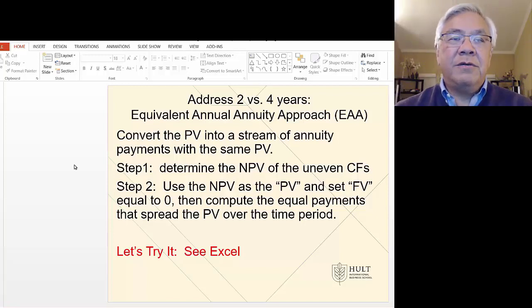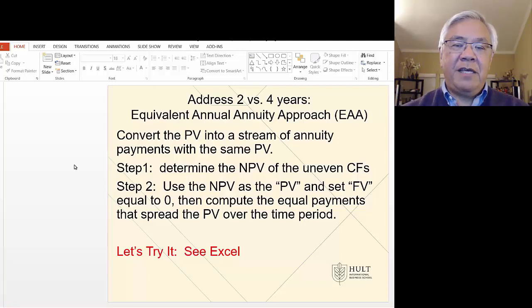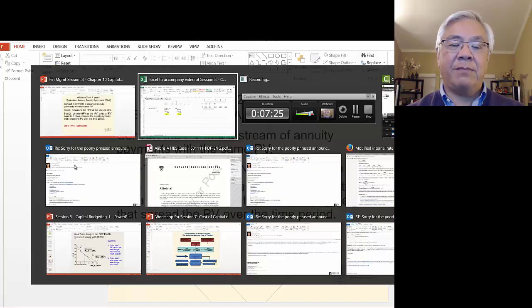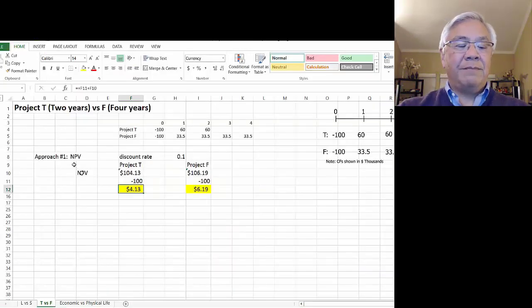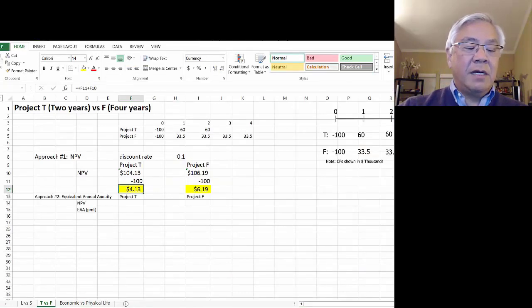So the first thing you do is determine the NPV of the uneven cash flows. Then you use that number as the PV, and then you specify the last year as T with a 0 future value, and then you force the computation of what payment draws down that present value back down to 0. And that's what we're doing. So I'll show you that in Excel. That might make more sense. But I must admit this one most students have a harder time visualizing. So let's just do the calculation.